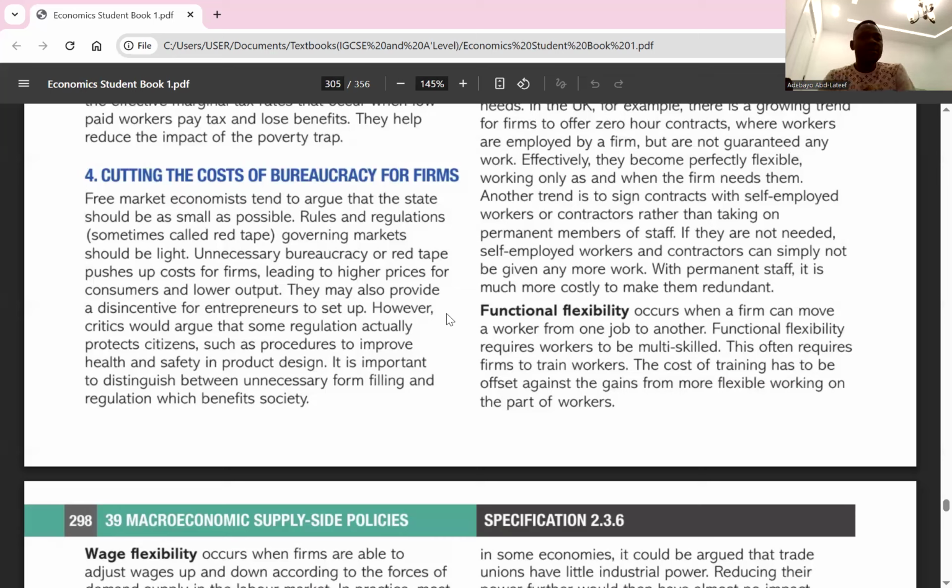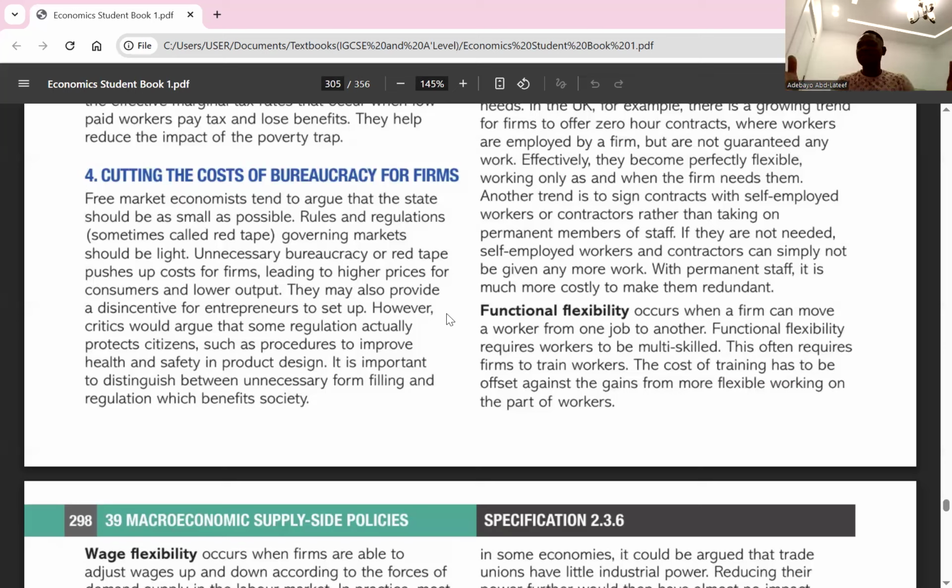If there's more bureaucracy, entrepreneurs will be discouraged. They won't want to set up in that country. Do you get it? However, critics would argue that regulation sometimes protects citizens, such as procedures to improve health and safety in product design. Yes, government needs a lot of workers to check and balance to ensure that there's compliance.